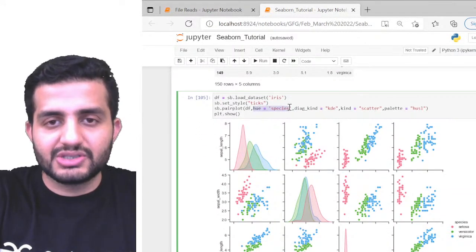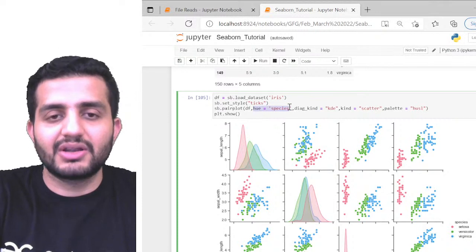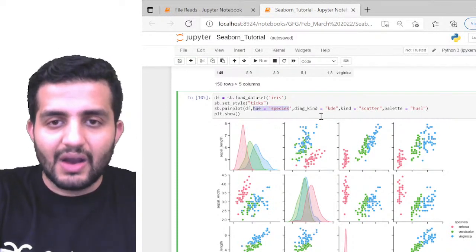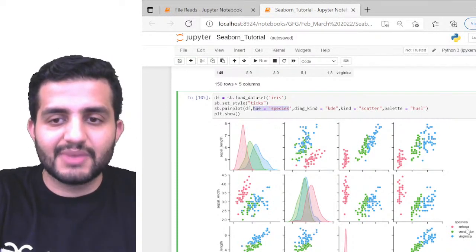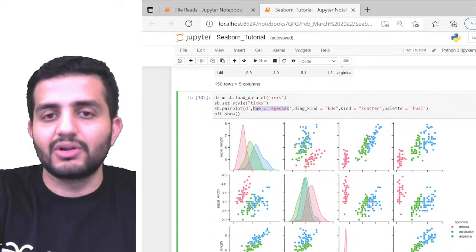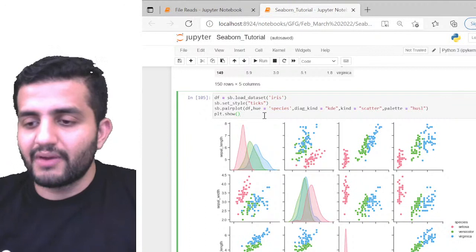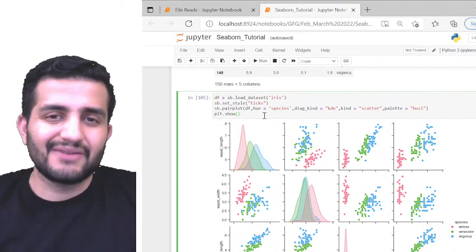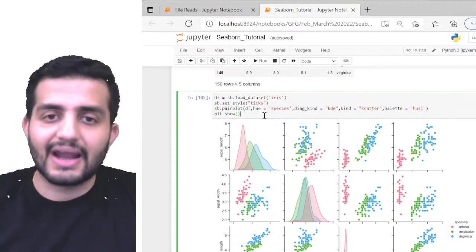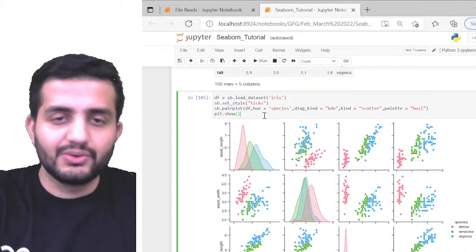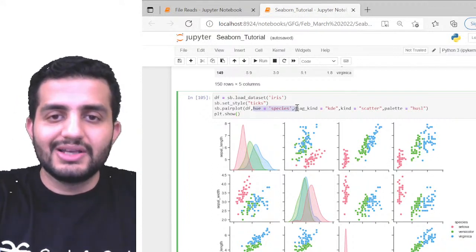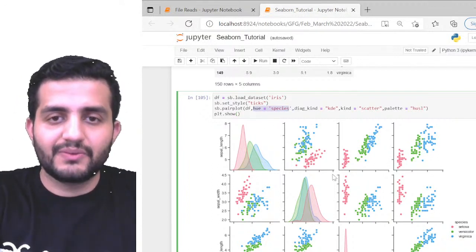Hue is species, so I've added a third dimension here. I want to see how the dataset is behaving with respect to all of my categories also. As I've said, hue is one of those parameters which is available in mostly all the graphs, so we can use hue almost everywhere. So hue is species, that's what we add here.